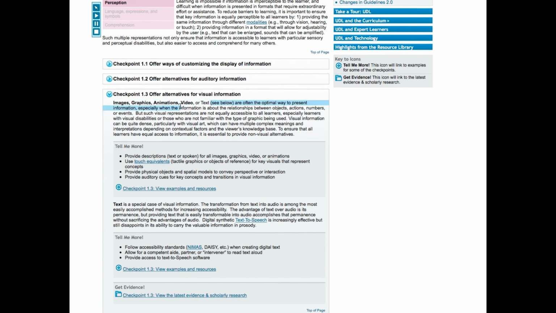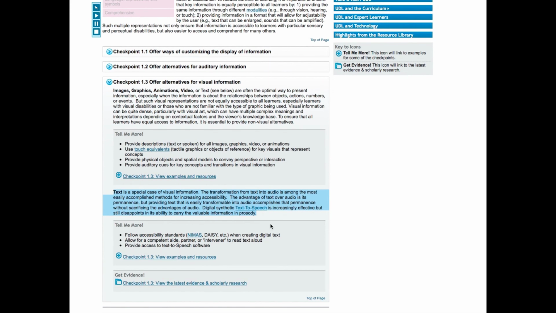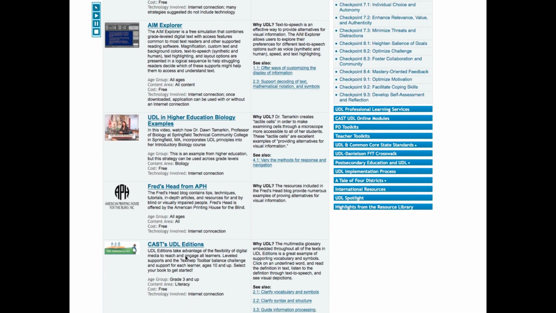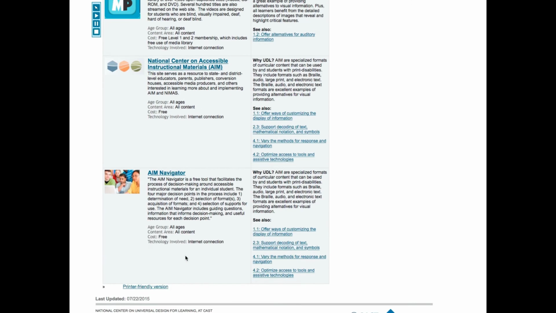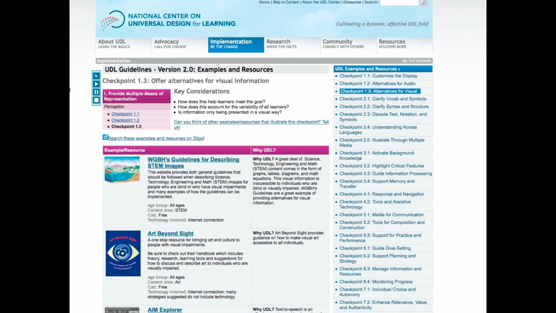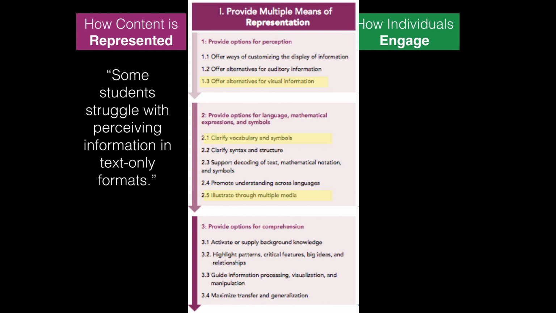I notice here that this does, in offering alternatives for visual information, include text. Though it also includes other things, it provides a special representation of text. And so clearly, this is recognizing that text does provide barriers, and this represents a way to address that barrier. It also gives more information about how we can see examples and resources for addressing that particular barrier. While many of these resources are geared towards K-12, some of them are still very useful in higher education, and it might be useful to take a look at those. So, I now see that probably checkpoint 1.3 is the most appropriate.